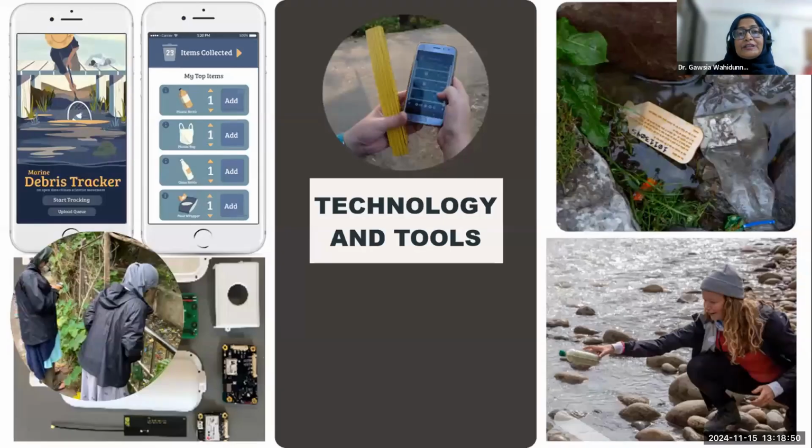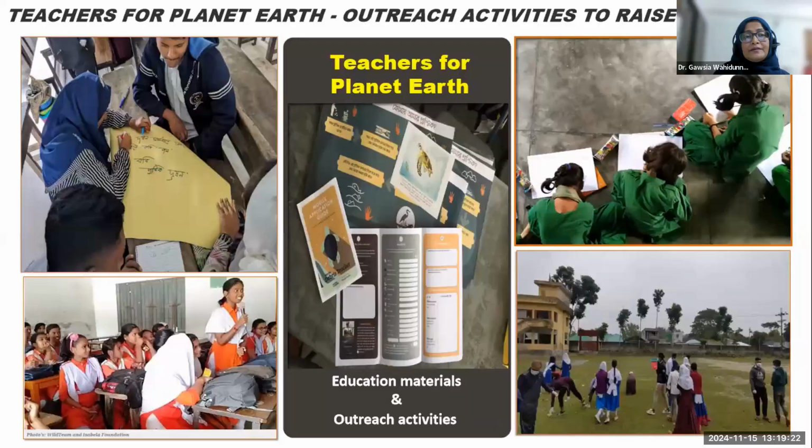As I mentioned, we had a technology expert, and we used our innovation to track the plastic along the Ganges. And why did we select the Ganges? Because the Ganges is one of the iconic transboundary rivers and also one of the most polluted rivers in the world. So we used our technology and tools to motivate people, and also to measure the intensity of plastic pollution along the Ganges.